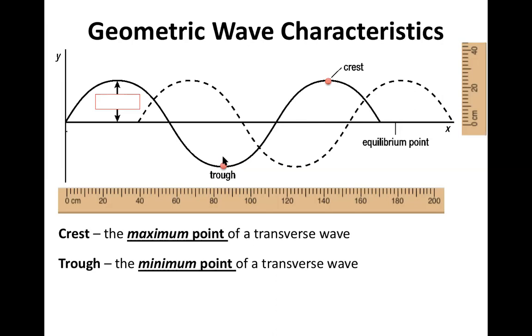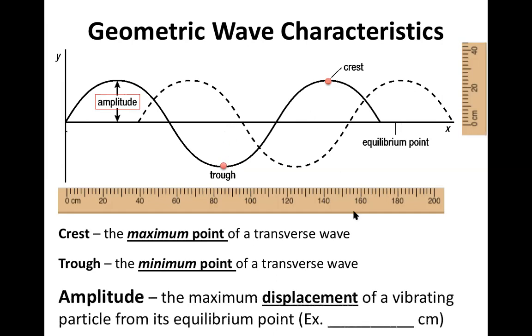and then the distance from equilibrium to the crest or equilibrium to the trough is called amplitude. By definition, equilibrium is exactly halfway, so it doesn't matter if you measure this or this. And let's do that measurement. The amplitude is the maximum displacement of a vibrating particle from its equilibrium position.